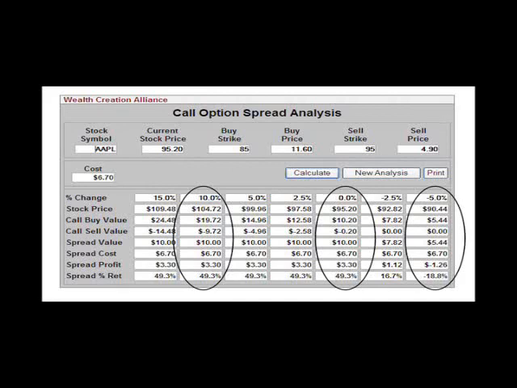Now the maximum profit potential for a bullish call option spread is realized if the underlying stock closes at or above the strike price of the short call option at option expiration. In this example, the maximum profit potential is 49% and is realized if Apple stock closes at or above 95 at option expiration. The profit potential for call option spreads is limited, and in this example, 49% is the maximum profit potential, regardless of how much Apple stock increases in price.